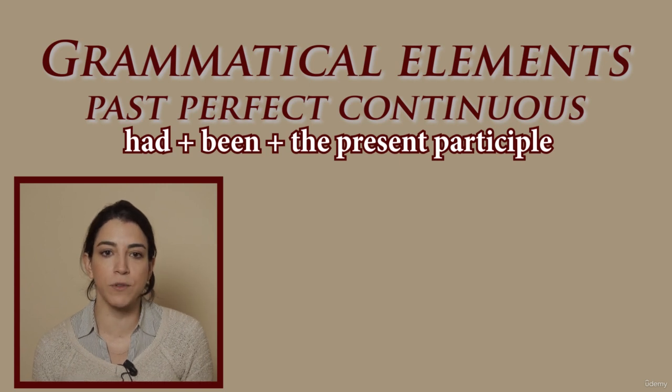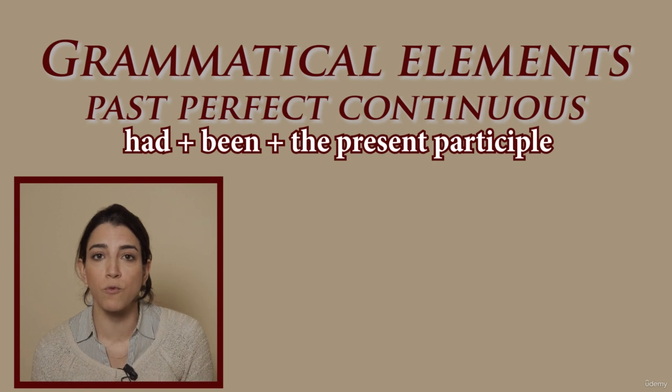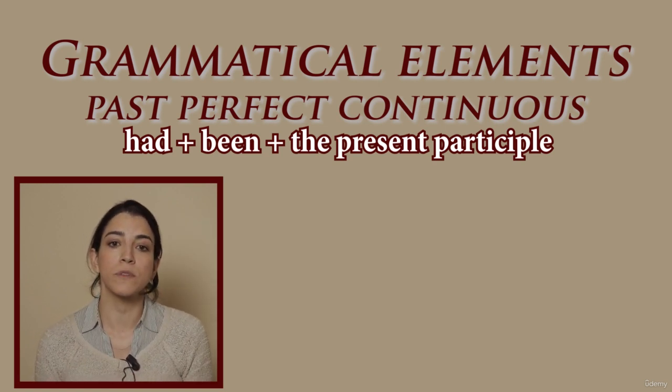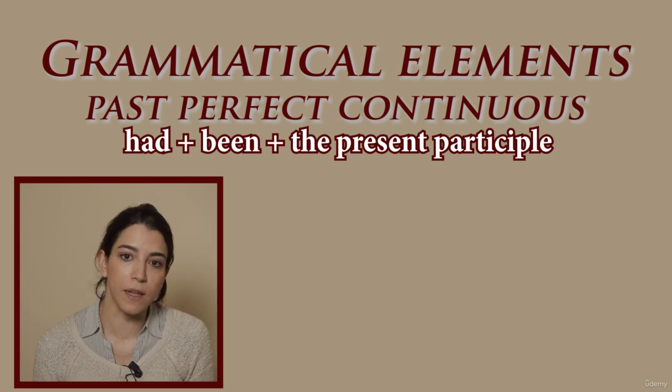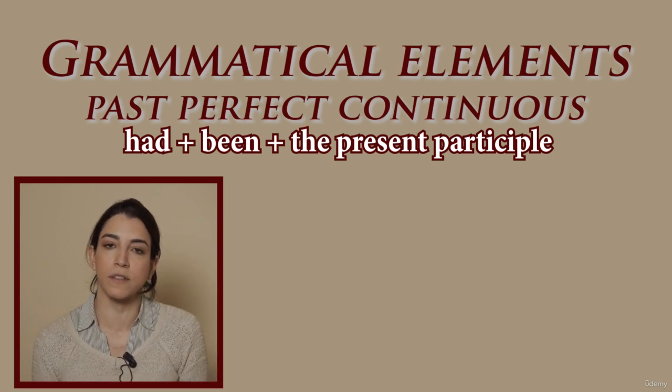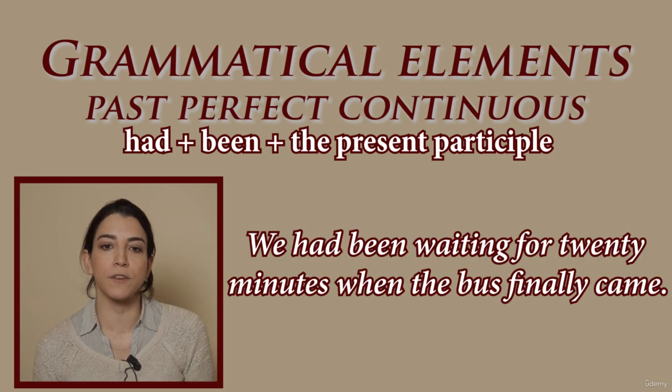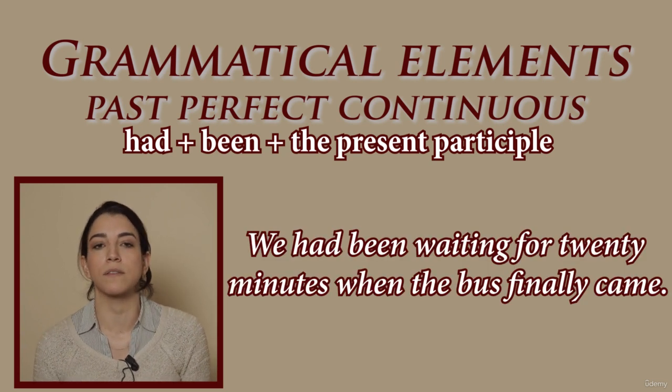Just like the past continuous, the past perfect continuous also uses stative verbs rather than action verbs. And it is formed using had plus been and the present participle. For example, we had been waiting for 20 minutes when the bus finally came.